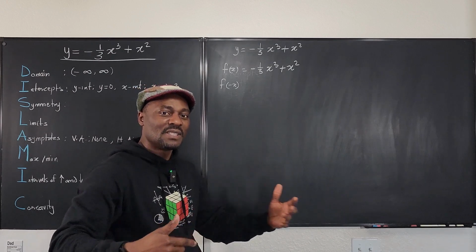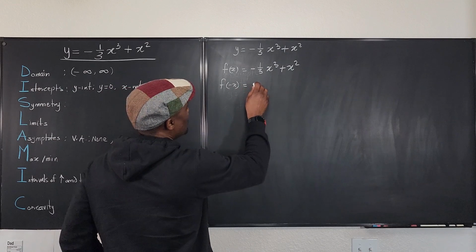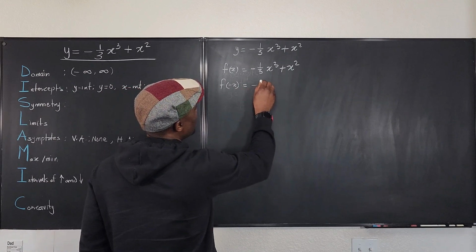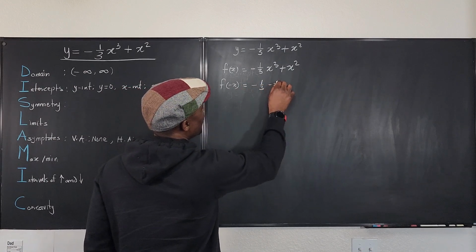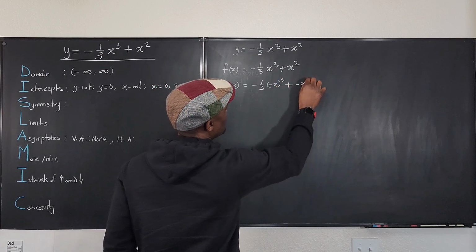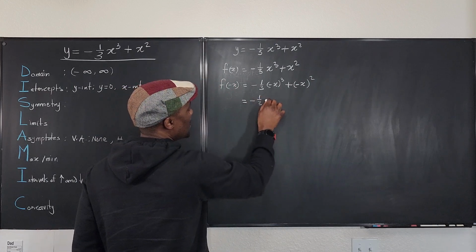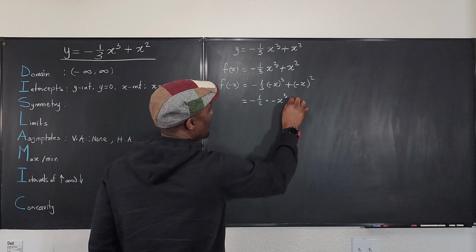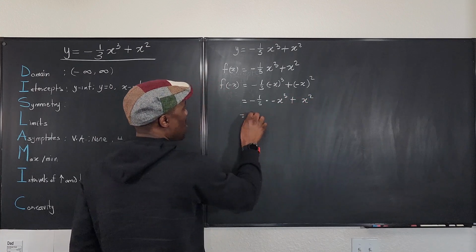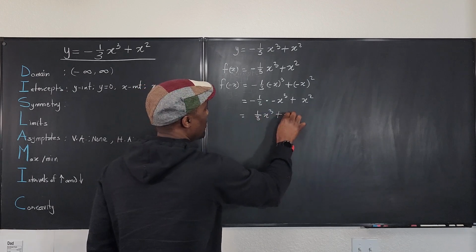There has to be some consistency. So let's see. F of negative x will be equal to, what do we have? Negative 1/3 of negative x cubed plus negative x squared. Let's see how this turns out. This is negative 1 over 3 times negative x cubed plus this is going to be x squared. Well, this negative will cancel this out. So you have 1 over 3 x cubed plus x squared.